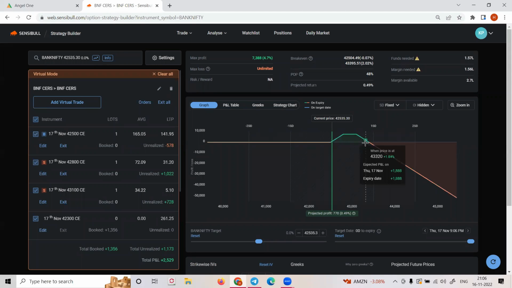Okay, no issues, no issues. We can have this. Okay. So you are able to see the screen. If you all know, right? So this was my original trade.